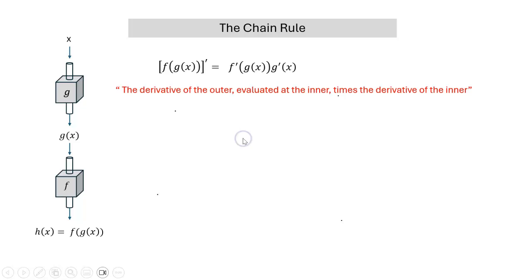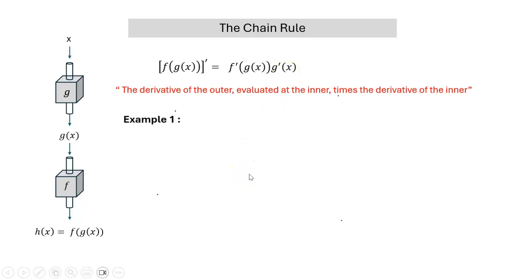Here's another way to say that. If we recognize g of x as the inner function, so the function which takes the input first, and f as the outer, then this expression on the right is the derivative of the outer evaluated at the inner, then times the derivative of the inner.